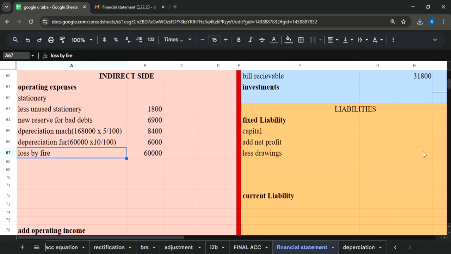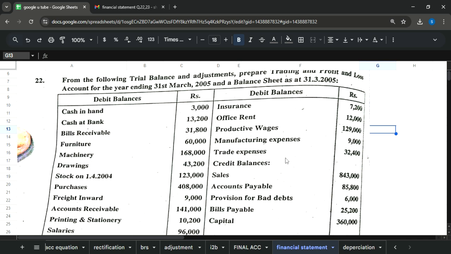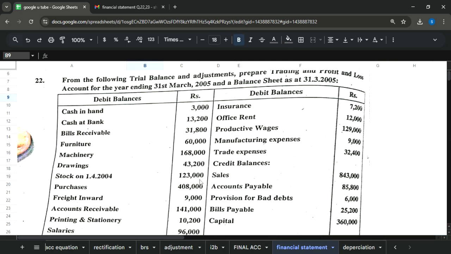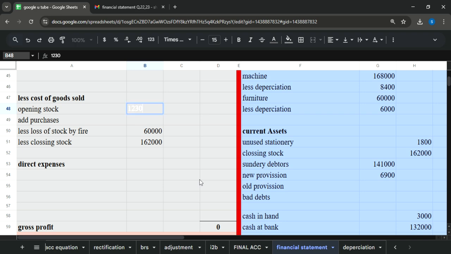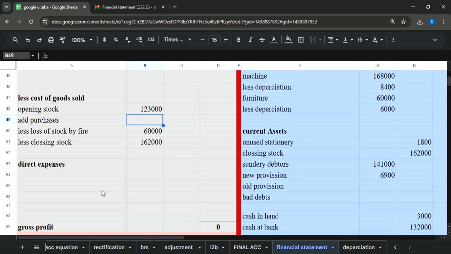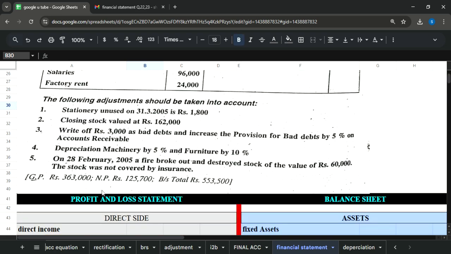So here 43200 amount of drawings we have written. After which stock, and since it's first date 1st April, it means opening stock. So you will come over here and write opening stock, which is 123,000. And once again I'm telling you, this is 1st April starting date, so it's an opening stock. Purchases 408,000. The space was already reserved for purchases.